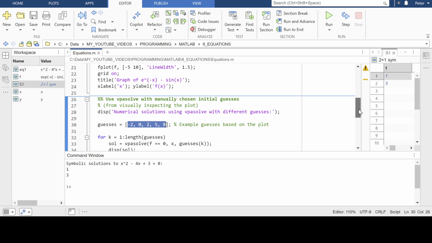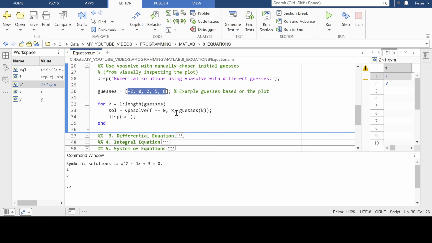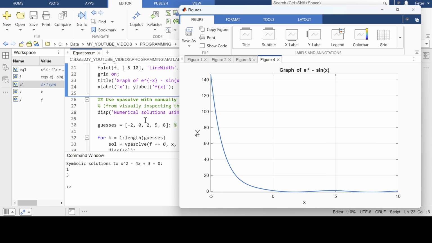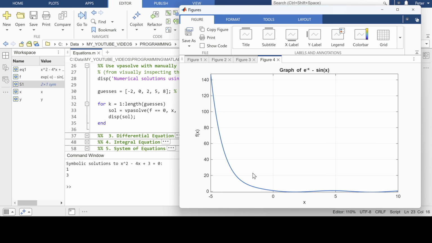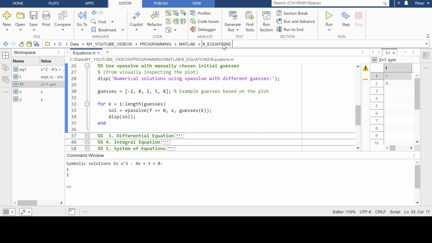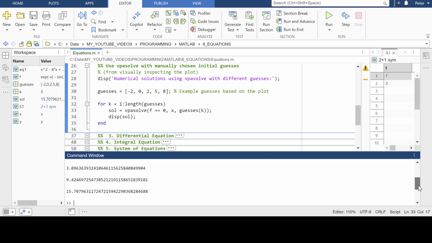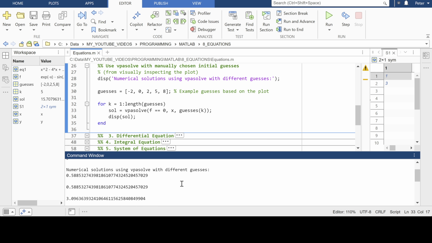Next, we use vpasolve. f equals 0, x, guess. We choose several different initial guesses based on the graph. Since each guess may lead to a different solution of the transcendental equation, we place these guesses into a list and loop through them using a for loop. Inside the loop, vpasolve computes one solution per guess. MATLAB stores each computed solution in a variable so we can display them all at the end.